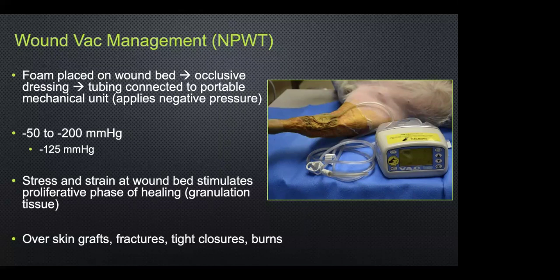And what this does is it pulls and pushes and puts stress and strain at the wound bed to stimulate a quicker transition into the proliferative phase of healing, where you get that granulation tissue bed so that you can close the wound more quickly or just allow it to heal more quickly by second intention. This is also very useful over skin grafts, fractures potentially if you have delayed healing or open fracture wounds, tight closures, and in humans, they use it a lot for burn patients.